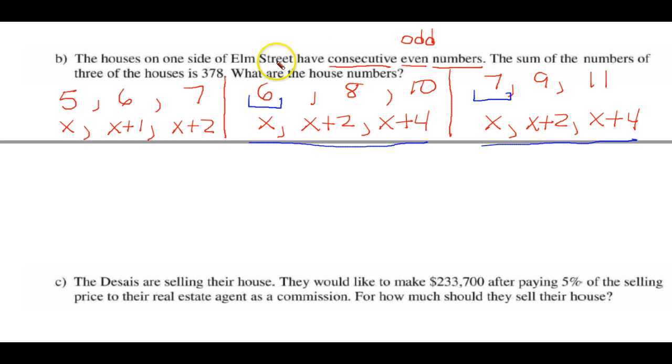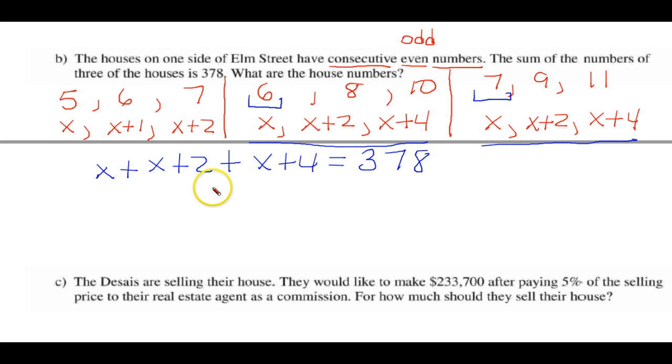Okay, so we're going to do consecutive even numbers. The sum of them is this. So we're going to use even, so it'll be x plus (x plus 2) plus (x plus 4) equals 378. And again, we're going to combine like terms.